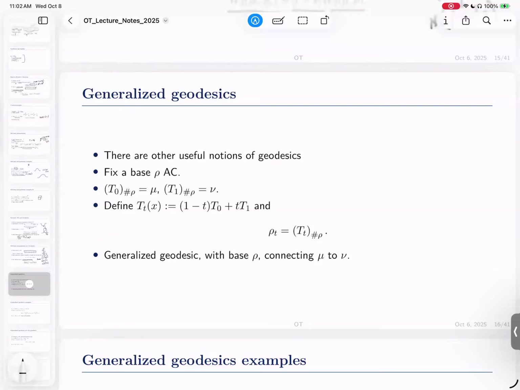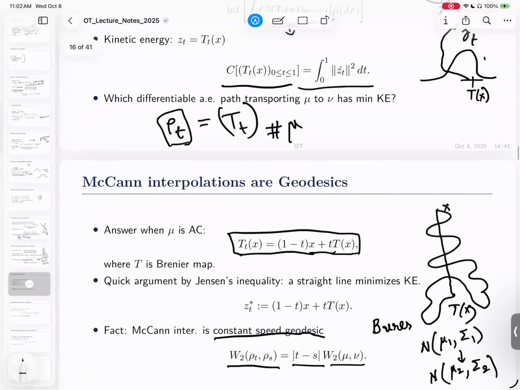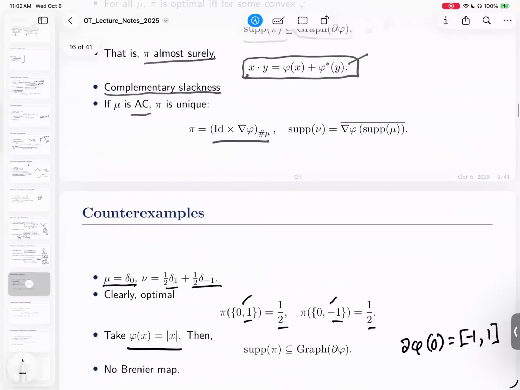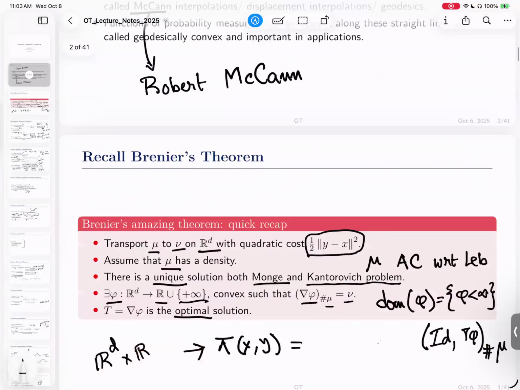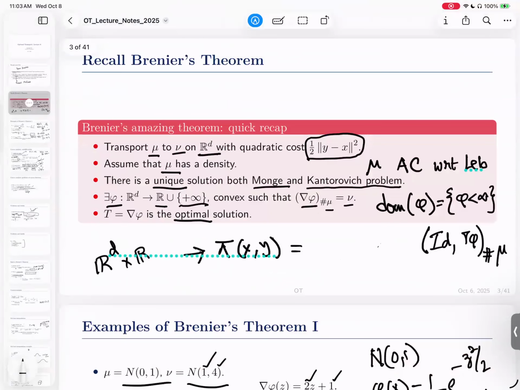Right, so let's start from where we stopped last time. Let's have a quick review of where we ended. We talked about Brenier's theorem, which is a fundamental theorem in quadratic optimal transport, which says that if I'm trying to transport mu to nu on R^d with the quadratic cost, and assuming that mu has a density, then there's a unique solution to both Monge's and Kantorovich's problem, and that unique solution is given by the gradient of a convex function.